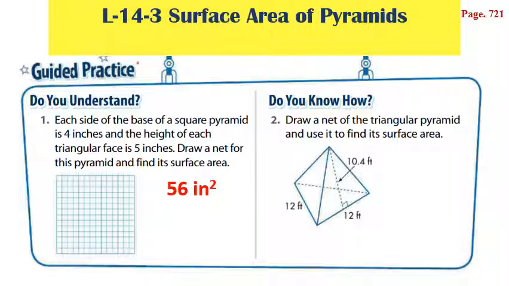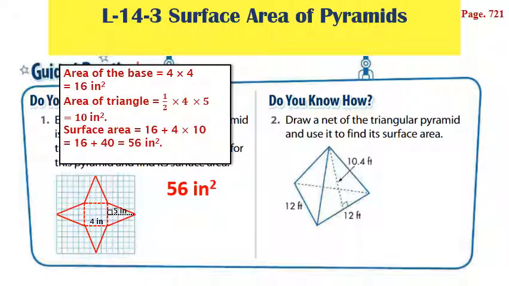4 times 4 equals 16 square inches. Area of triangle equals 1/2 times 4 times 5 equals 10 square inches. Surface area equals 16 plus 4 times 10 equals 16 plus 40 equals 56 square inches.